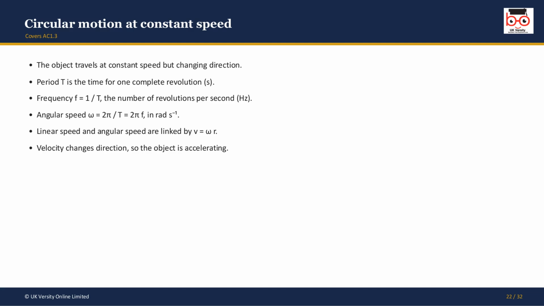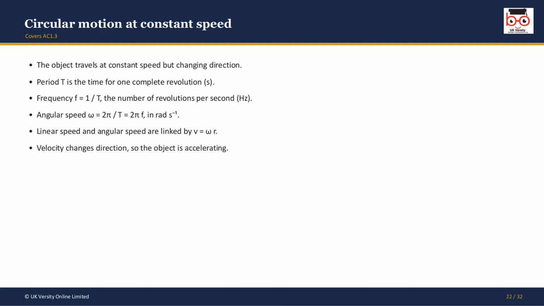Consider an object going round at a constant speed. Its speed is steady, but its direction is forever changing. The period is the time for one full revolution in seconds, and the frequency, the number of revolutions per second, is 1 over the period, measured in hertz. The angular speed, written omega, is 2 pi over the period, or 2 pi times the frequency in radians per second. Linear speed and angular speed are linked by v equals omega times r.